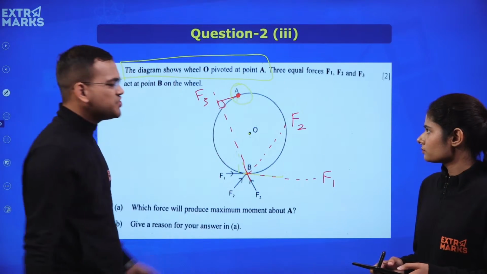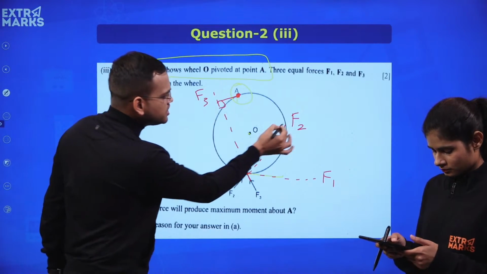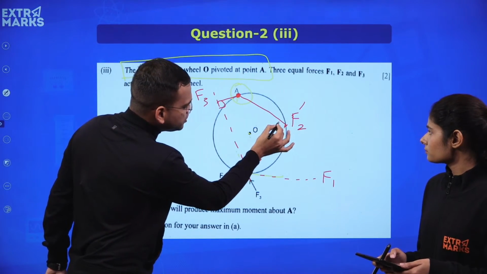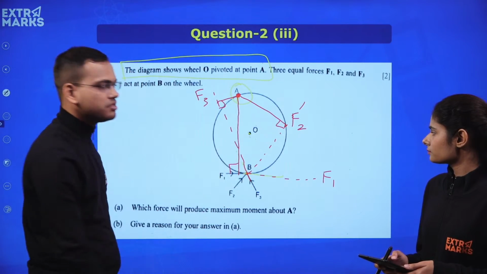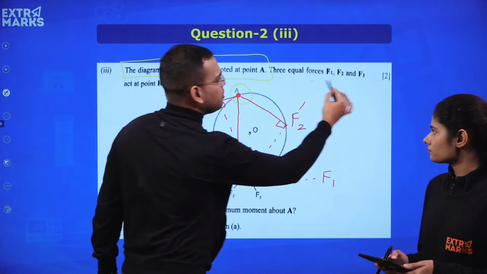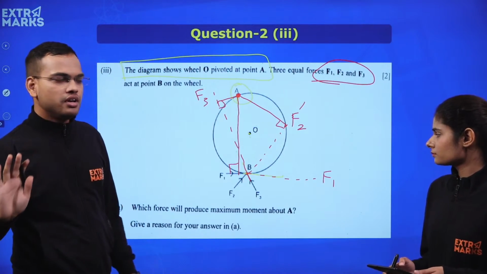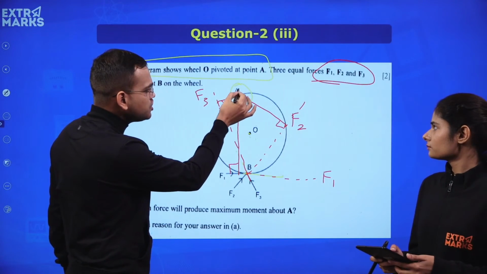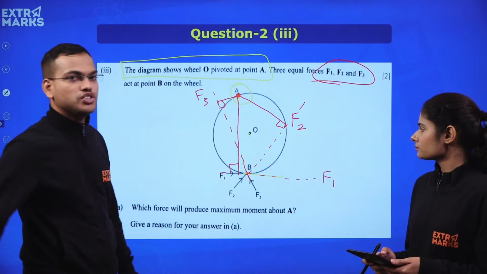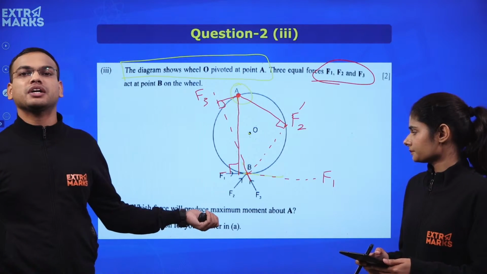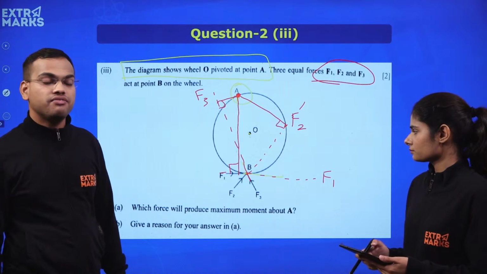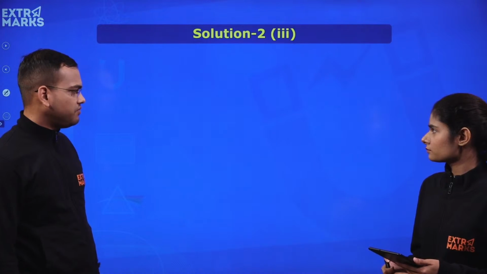Is this one? It feels very small. Is this one? This is also less. But F1, huge distance. All the forces' values are equal. F1, F2, F3 are equal. But the perpendicular distance of this point from the line of action of force is maximum for force F1. So which force will produce maximum moment about point A? It is F1, right? So the answer is F1.